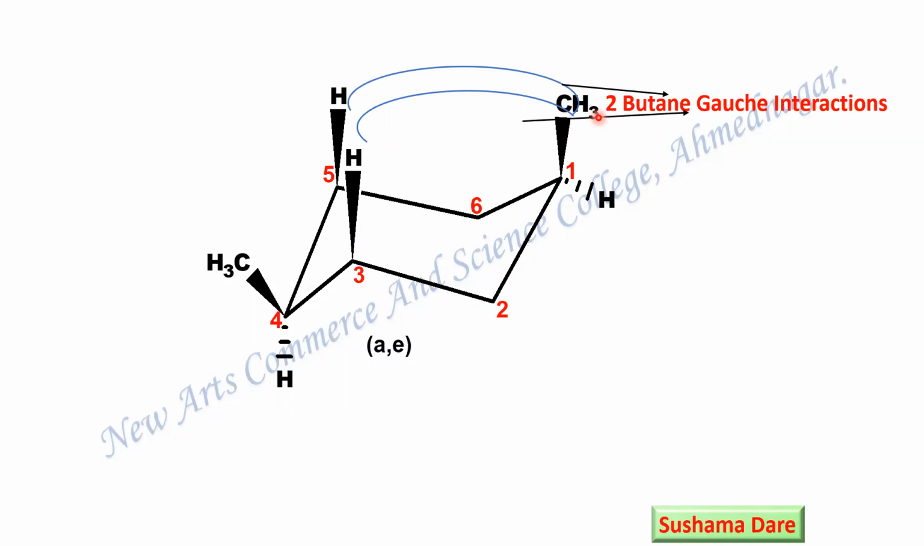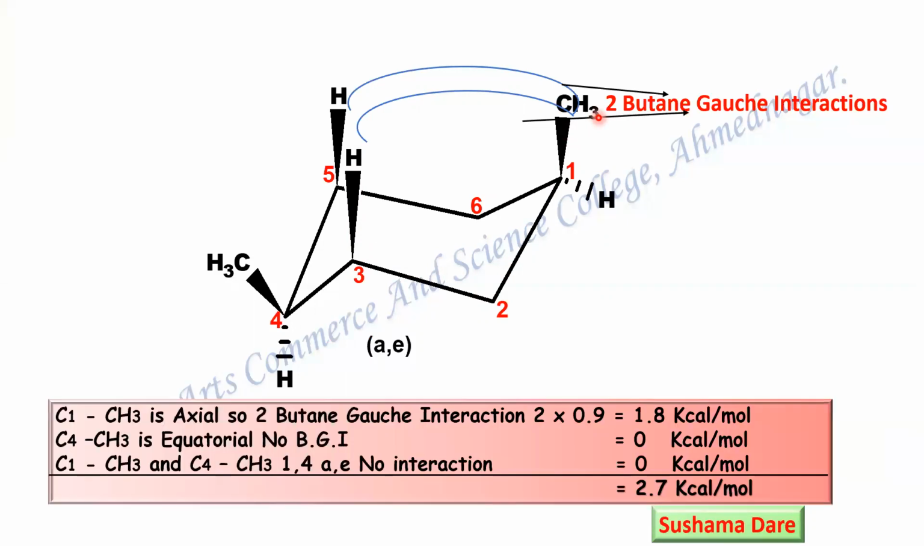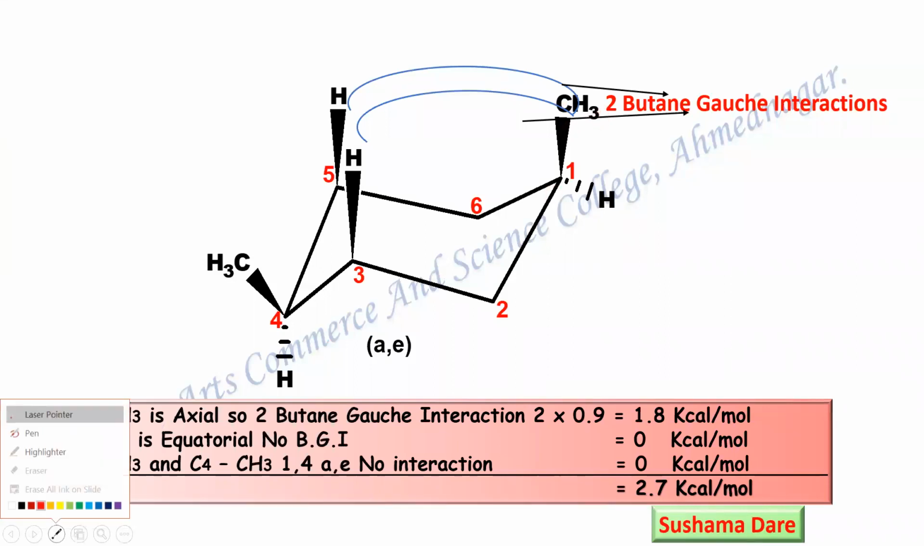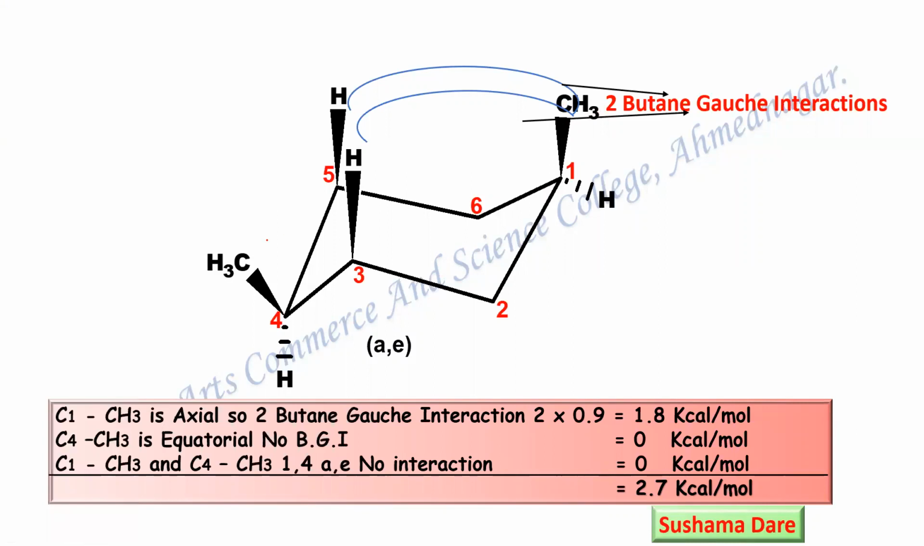So how many total butane-gauche interactions are there? Two butane-gauche interactions. Now, what other interactions are present in this case? Another interaction is between these two CH3 groups. The relation between these two CH3 groups is 1,4, and you can see they are far away from each other, therefore they never interact with each other. If the substituents are present at the 1,4 position, then the energy regarding these two groups is taken as 0.